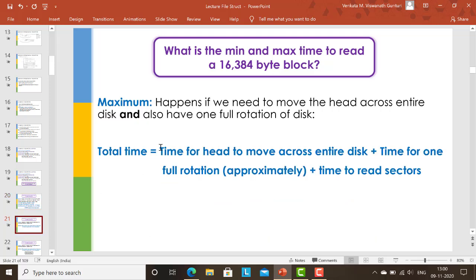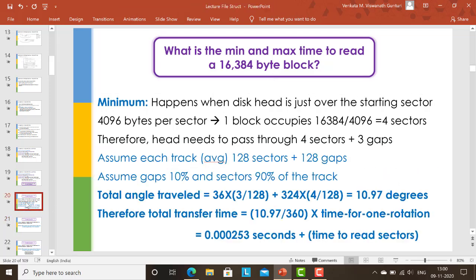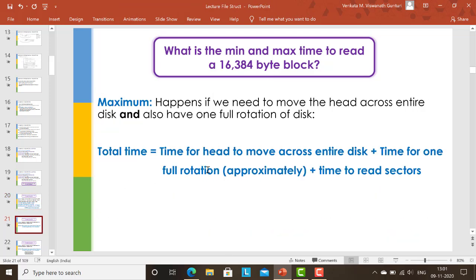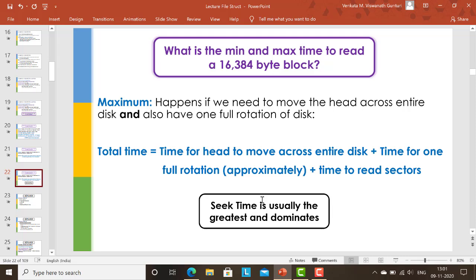The key thing to note is that between the minimum time and the maximum time, this part is the one which is dominating the equation, right? The time to actually read the sectors is the same across both minimum and maximum, so that is the key thing to worry about. If you want, you can put in these numbers to see that the time to move the head across the entire disk plus the time to do one full rotation is going to dominate dramatically over the time for reading disk blocks, right? That is the summary statement that you should remember.